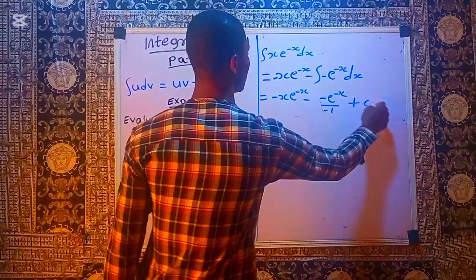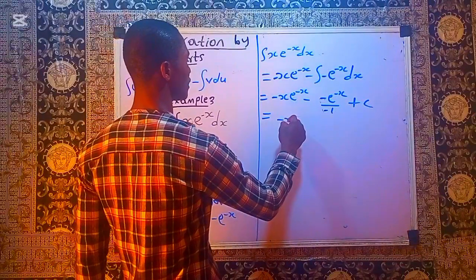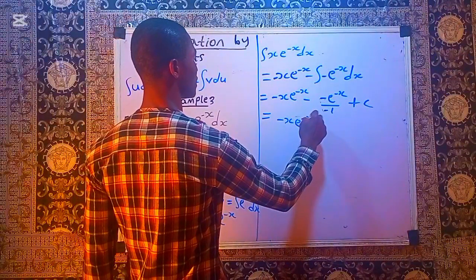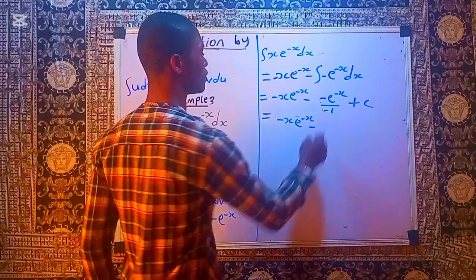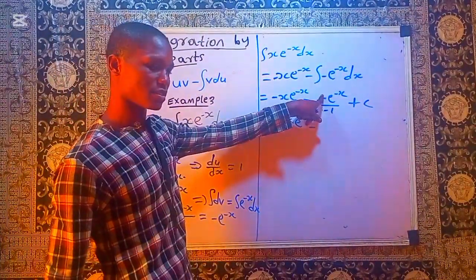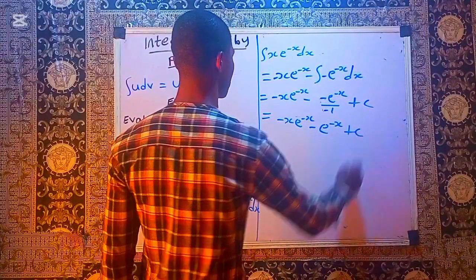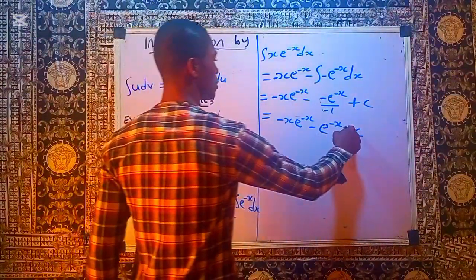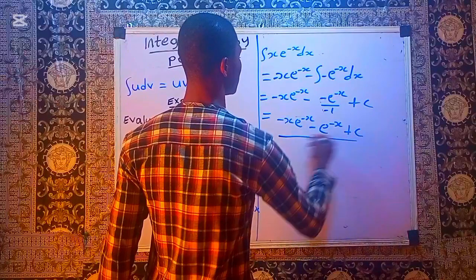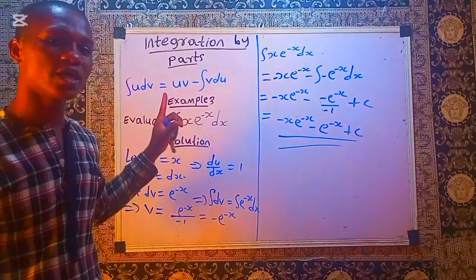Then we put the constant of integration c, so that if you simplify this further, this is minus x exponential minus x minus, that's this minus here, and this minus will cancel, remaining exponential minus x, then plus c. So with this, we have gotten the result of the integral of the product of these two varied functions.